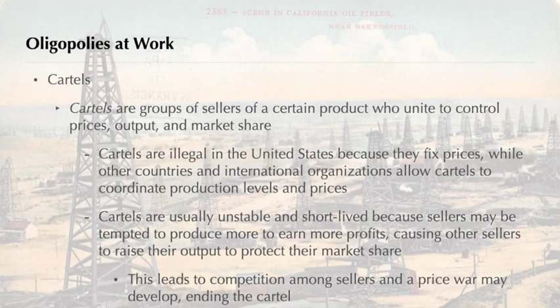Collusion is sometimes based on an informal agreement to coordinate production decisions. In other cases, however, sellers form a cartel, in which companies openly organize a system of price setting and market sharing. Cartels are illegal in the United States because they fix prices. Many other countries, however, allow the formation of cartels.